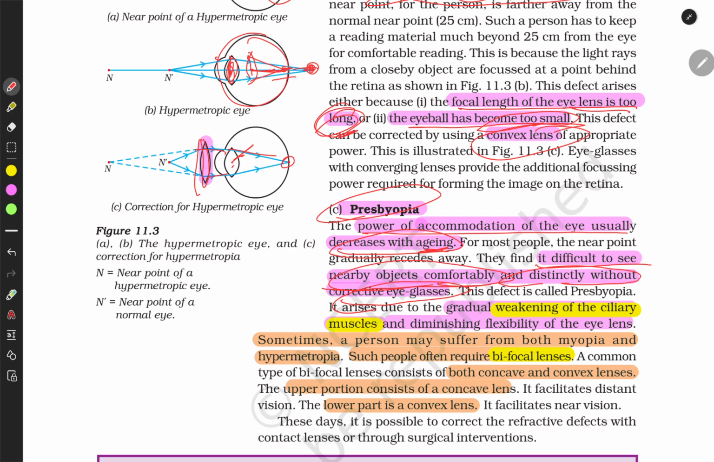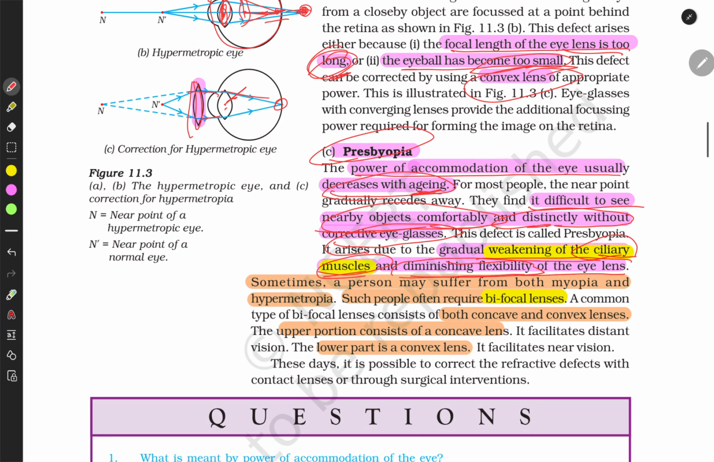So both things happen. We also lose accommodation ability for both nearby and far distance objects. This is due to the gradual weakening of the ciliary muscles and the diminishing flexibility of the eye. Over time, the ciliary muscles weaken, so they cannot change the focal length, the accommodating power of our eye lens.